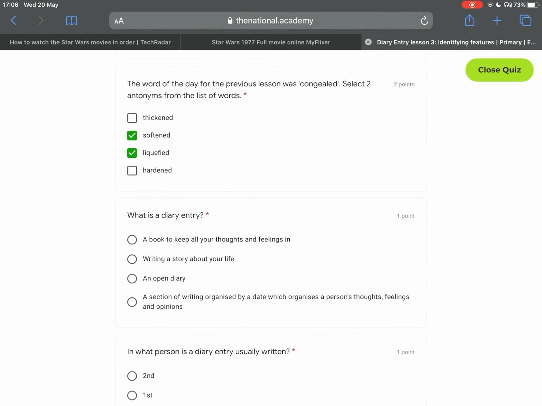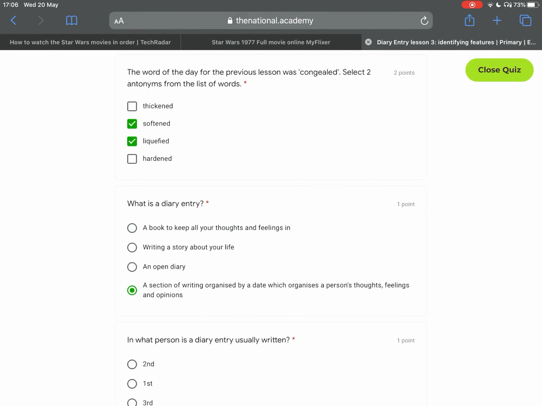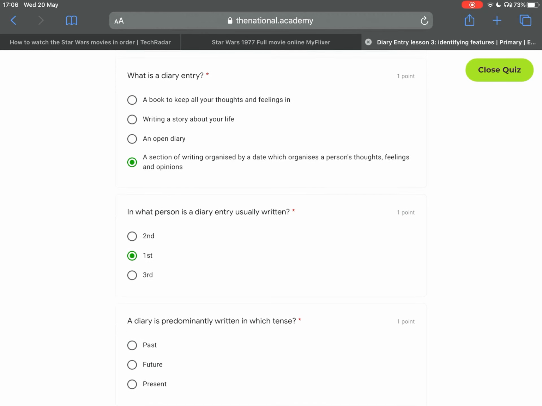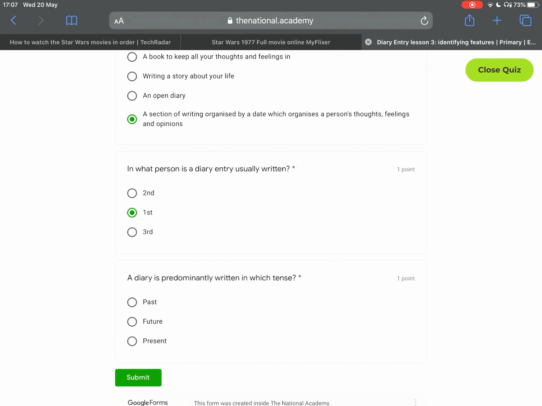What is a diary entry? A diary entry is a book to keep all your thoughts. It is a section of writing organized by date, which organizes a person's thoughts, feelings, and opinions. In what person is a diary usually written? First. A diary is predominantly written in which tense? It's usually written in the past tense.